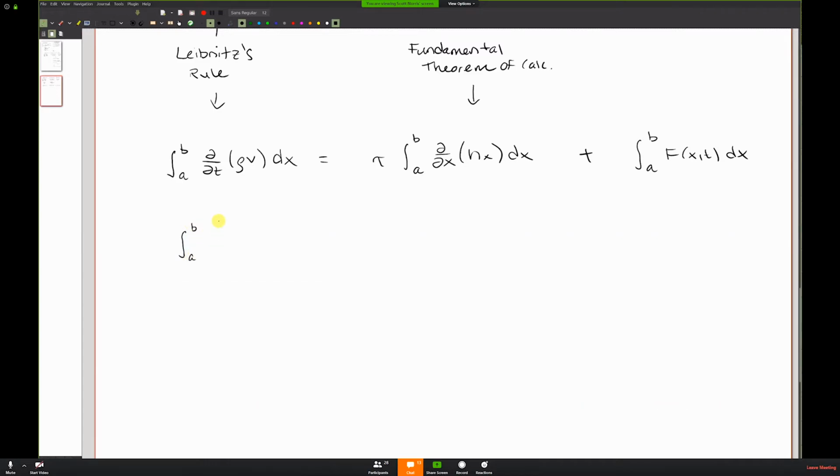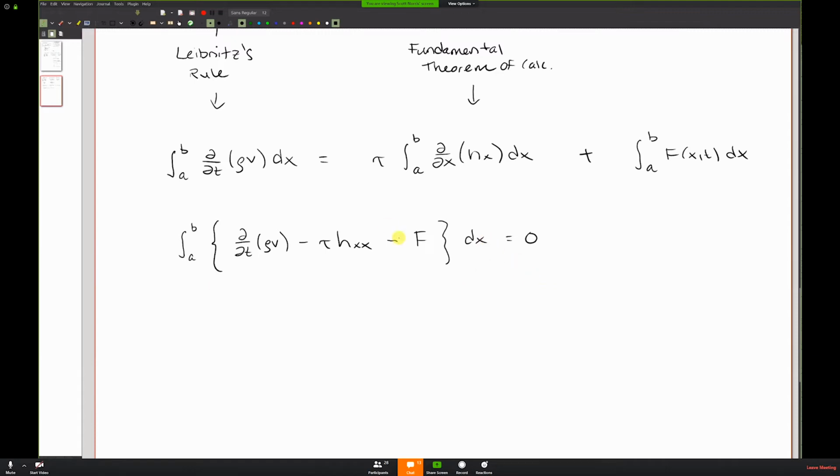Integral from a to b of the time derivative of rho v minus tau h_xx, simplifying that term, minus f dx equals 0. And here, I want to save myself a few minutes to talk about some boundary conditions, so I'll speed it up a little bit here.